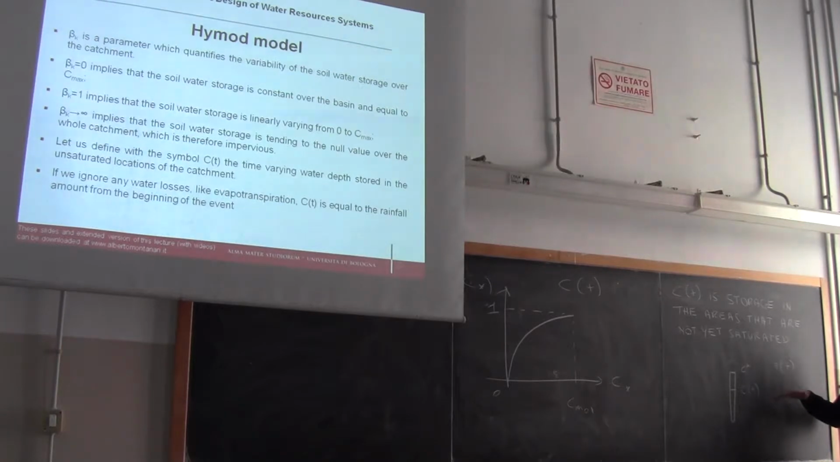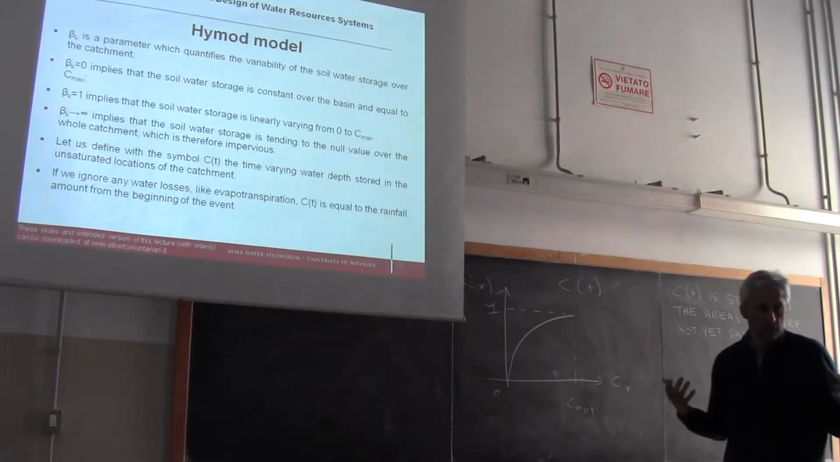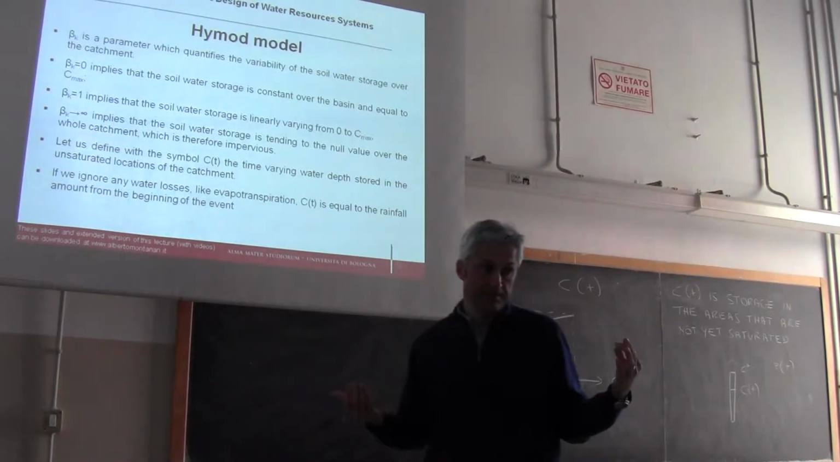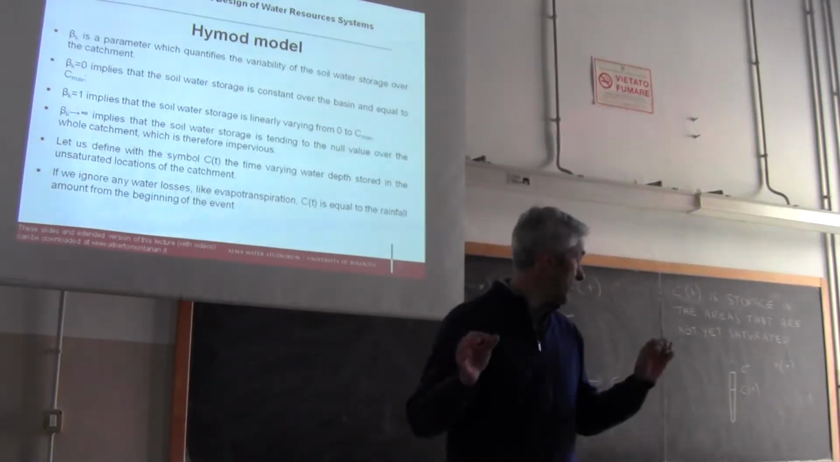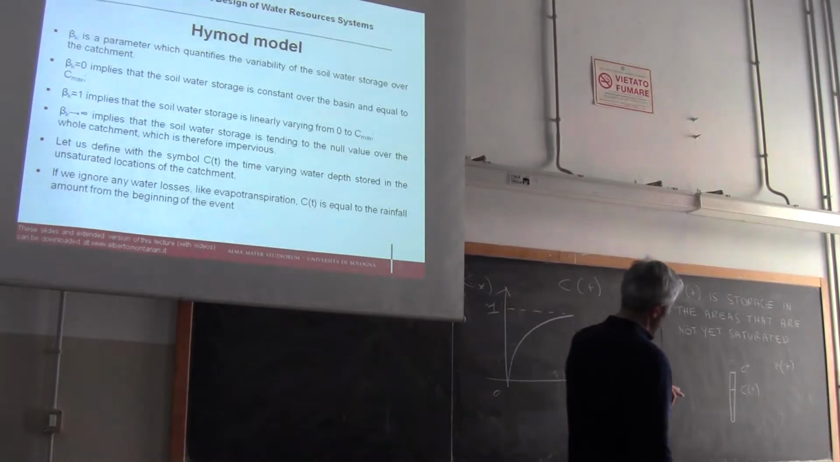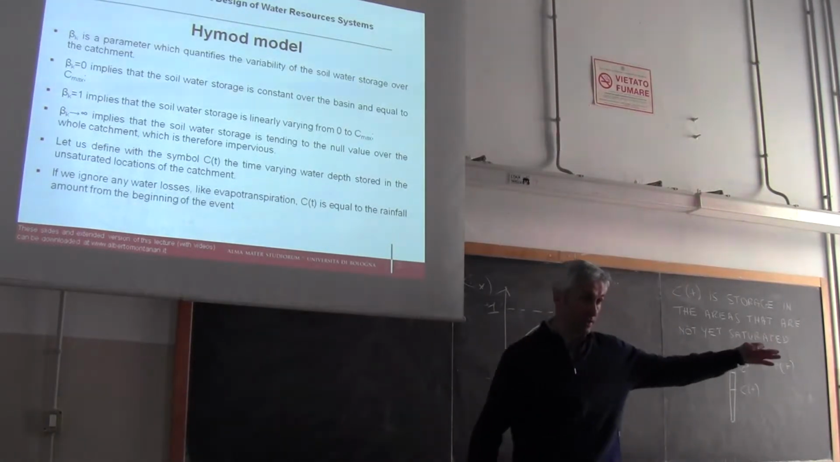So I cannot say that CT is equal to PT. I can just say that it's equal to PT if the water column is not saturated and evapotranspiration is neglected. So I need two variables, but I can safely say that under these assumptions, CT is rainfall from the beginning of the event. Again, I define CT as the storage in the locations that are not yet saturated.